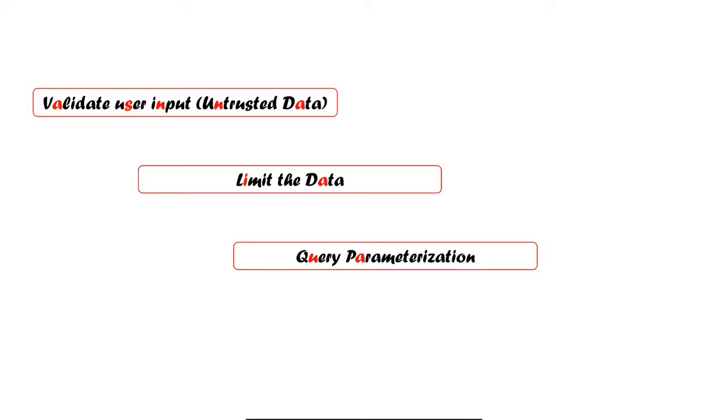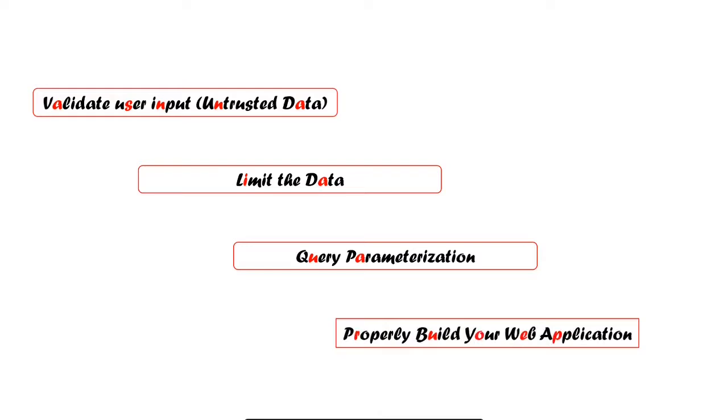Now, the third one is query parameterization. This is another way to prevent SQL injection attacks. In this way, the SQL query will be separated from the parameters. By separating the SQL query from the parameters, you can prevent the SQL injection attack. The query after separation will be sent to the database.